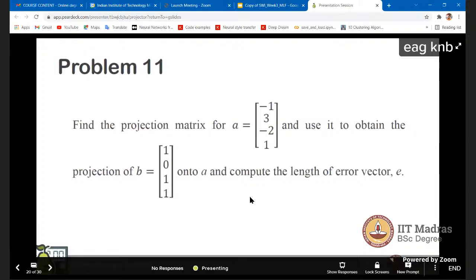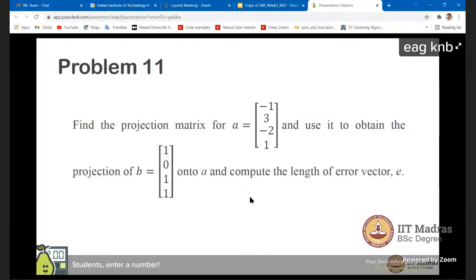So you compute your projection matrix for this vector, and using that projection matrix, you find the projection of the vector B onto this A vector. You will have the resultant vector or matrix form which you get, and then using that you have to find the error vector here.